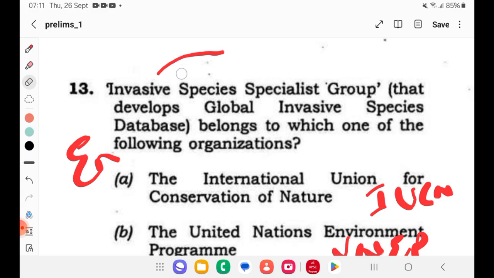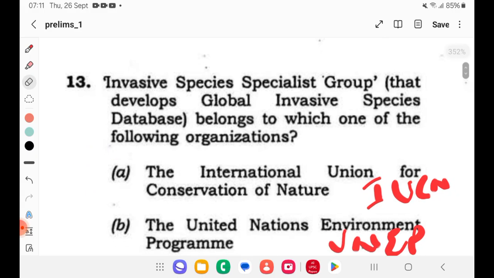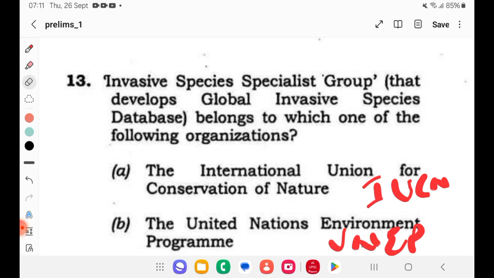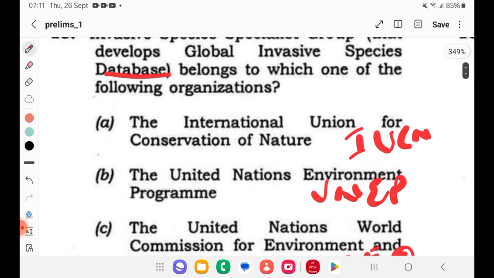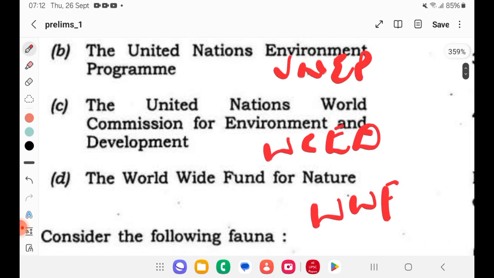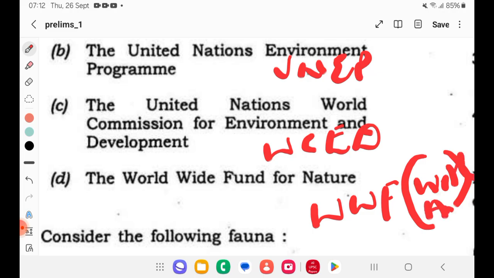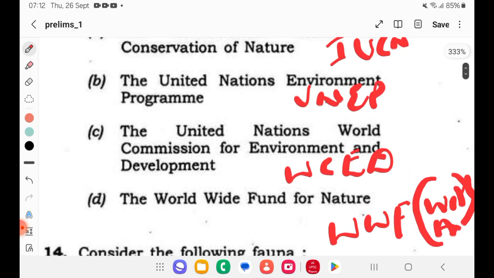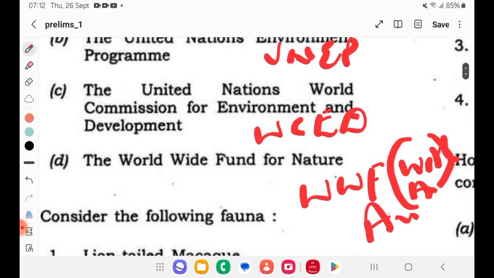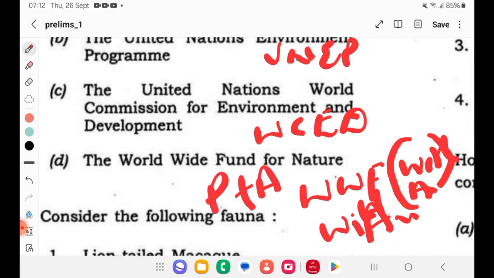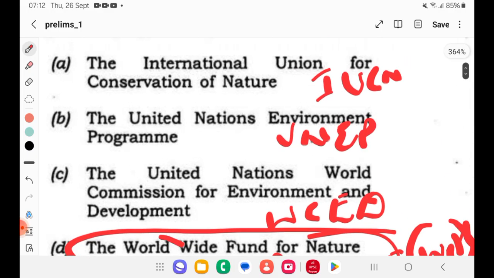Clue here is there should be a specialist group in that whatever program. And they should work for species only. Particularly here invasive species, they should maintain the database as well. This is an explanation. See, I'll come from last option. Worldwide Fund. It is actually focusing on wildlife, animals, right? So here exclusively for invasive species. Here it is only for animals, wildlife. Correct. Species we also talk about plants plus animals. Worldwide Fund is for wildlife only. So this option you can't choose. So this will be wrong.